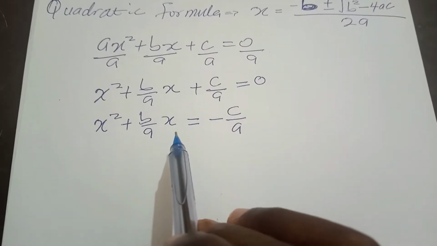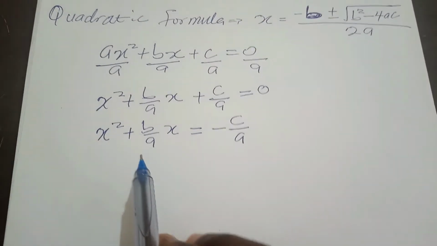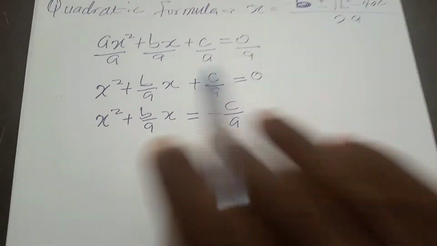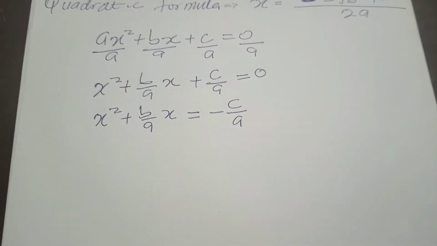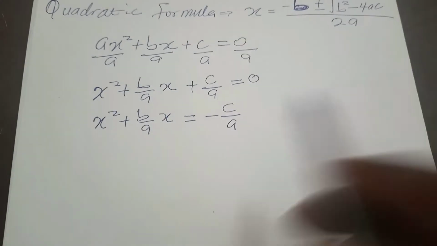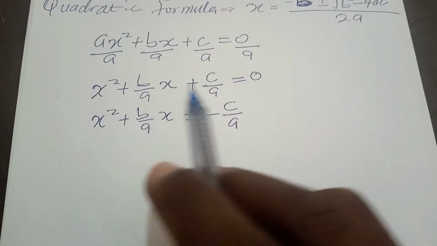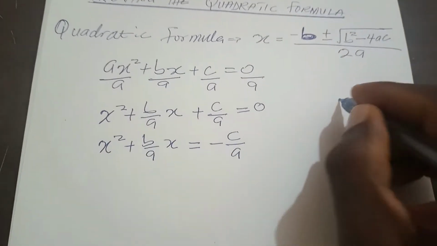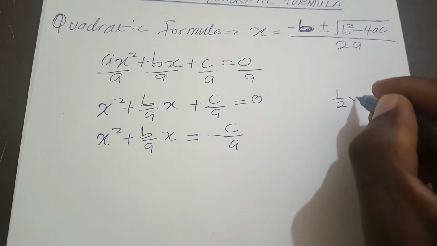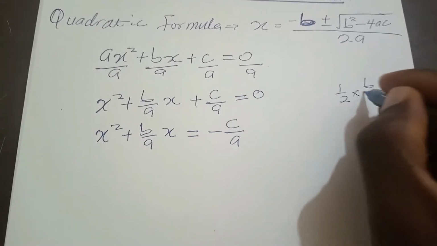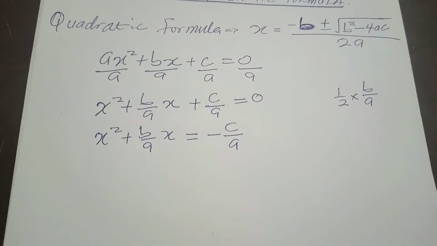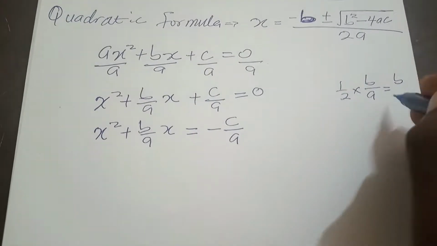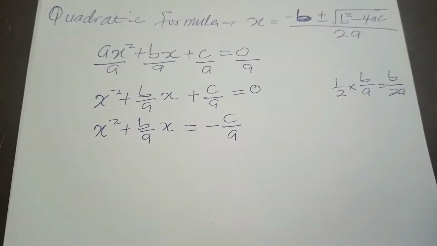Good. After that, this is the coefficient of x now. So we are going to take half the coefficient of x and add the square of that to both sides of the equation. The easiest way to find half the coefficient of x is to multiply it by 1 over 2. So that is 1 over 2 times b over a, that is the coefficient of x. No common factor, so 1 times b will give us b, 2 times a will give us 2a.